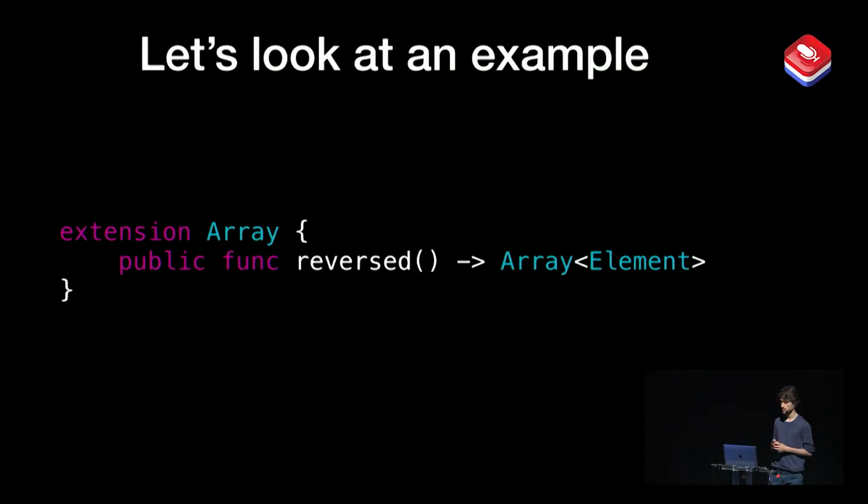So to make it a little bit more clear, I'm going to start immediately with an example. Let's consider this very simple function from the standard library. It's the function reversed on array. What it does is that it takes an array as an input, so it's an instance method, and it returns an array where the elements have been reversed. So the first one has become the last one, etc.